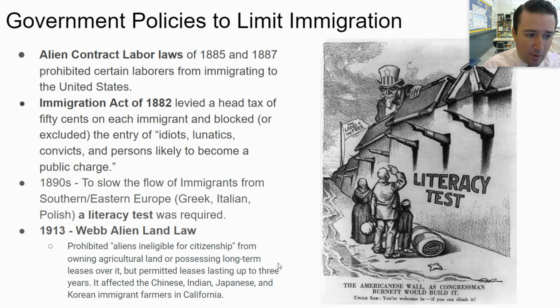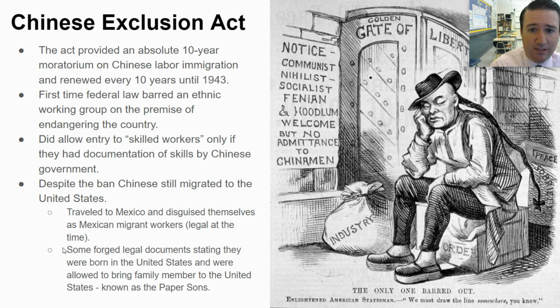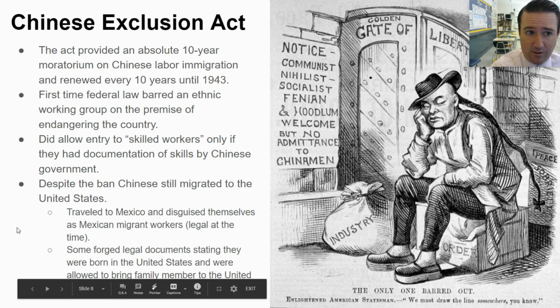In 1913, the Webb Alien Land Act was passed in California. This prohibited people considered aliens, immigrants, from being able to possess land. It would most affect Chinese, Indian, Japanese, and Korean immigrant farmers in California. The one, though, that you absolutely need to know about, and this will be on the test, I guarantee it, is the Chinese Exclusion Act.